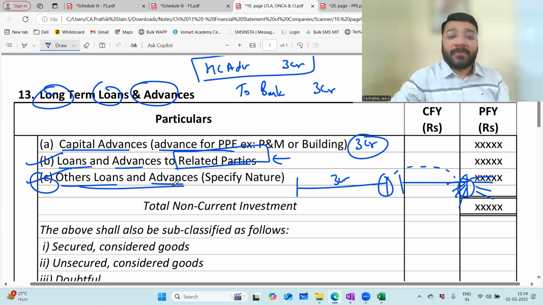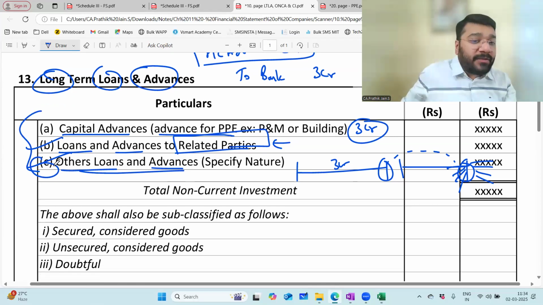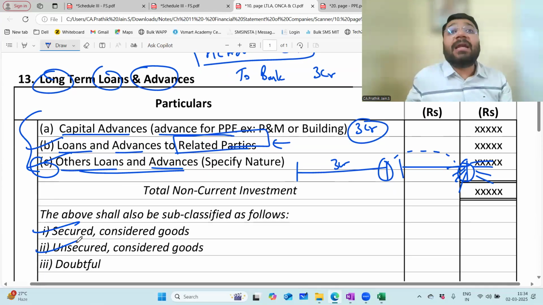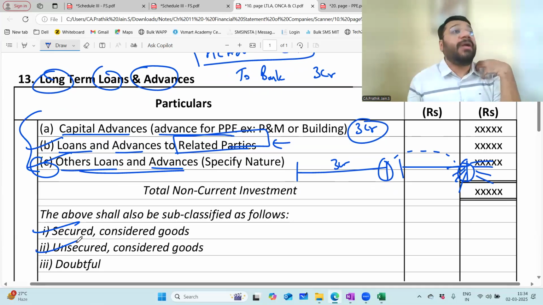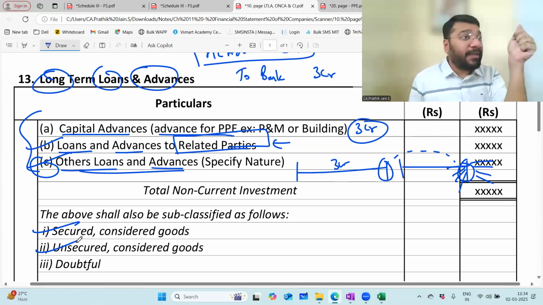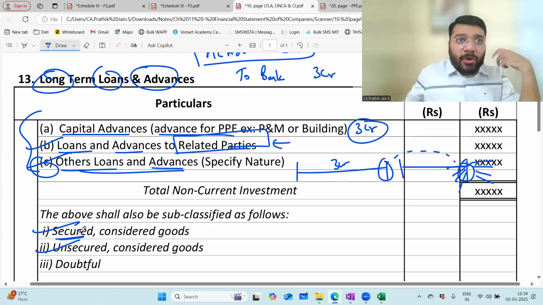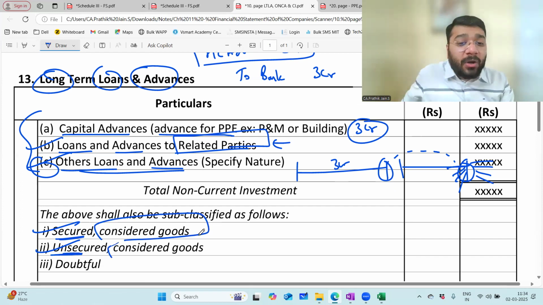Any problem? In that, there's one disclosure you're supposed to give: whatever advances you have given, you have to tell whether they are secured or unsecured. So for the advance I gave, do I have any security? For example, I lent 1 lakh rupees to you. You may give me gold, let's say a gold bracelet or a ring, as security. If it is secured against any particular item, then you have to mention it is secured. If I've given you a loan and you're not giving any security, then you have to mention in brackets that it is unsecured. What is the meaning of considered good and not considered good, or considered bad?